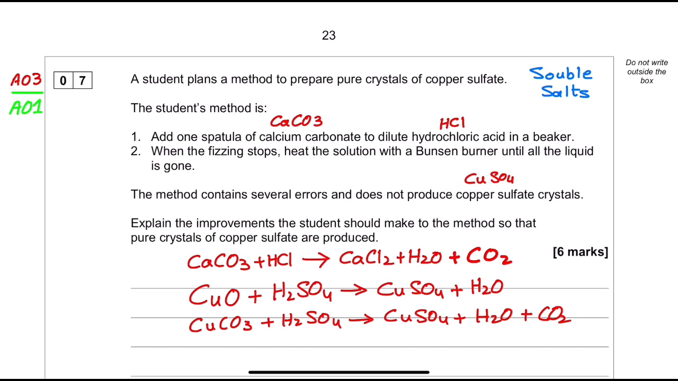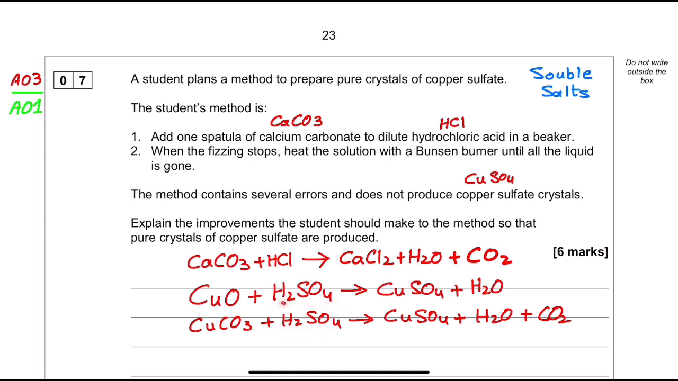If you look at our equation, calcium carbonate reacts with hydrochloric acid, HCl. It gives calcium chloride, CaCl2, plus H2O plus carbon dioxide. If we want to get copper sulfate, we can't take this chemical reaction. The student can take either copper oxide or copper carbonate. And the acid the student has to use is sulfuric acid, H2SO4.